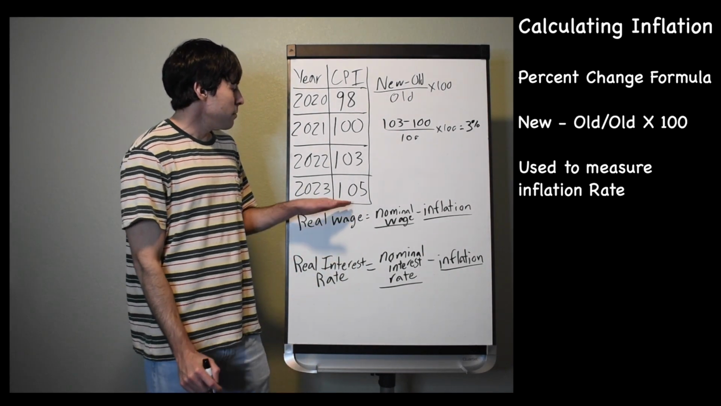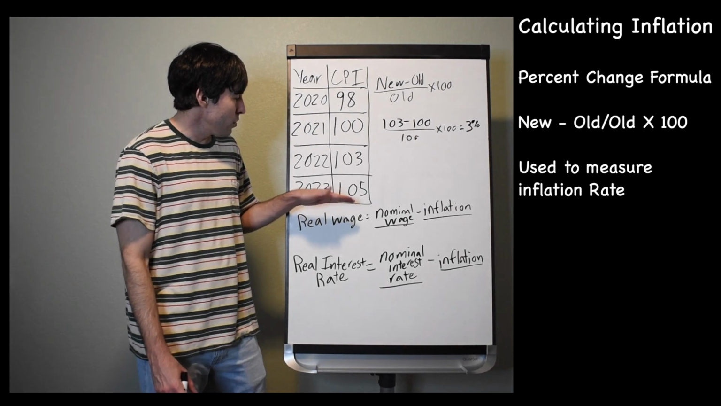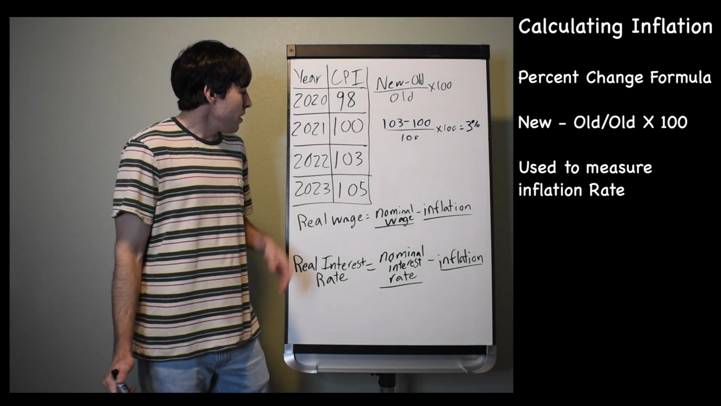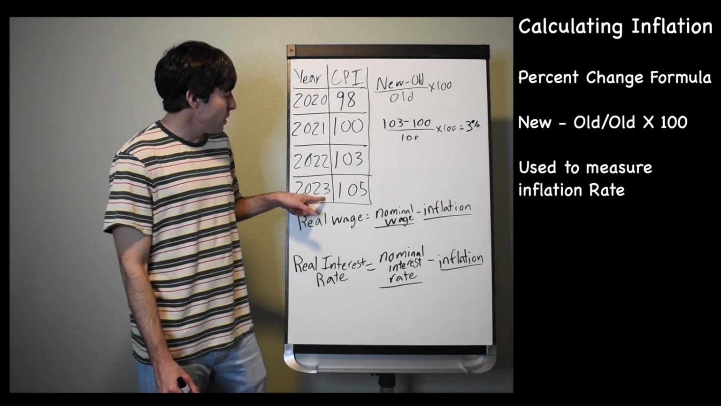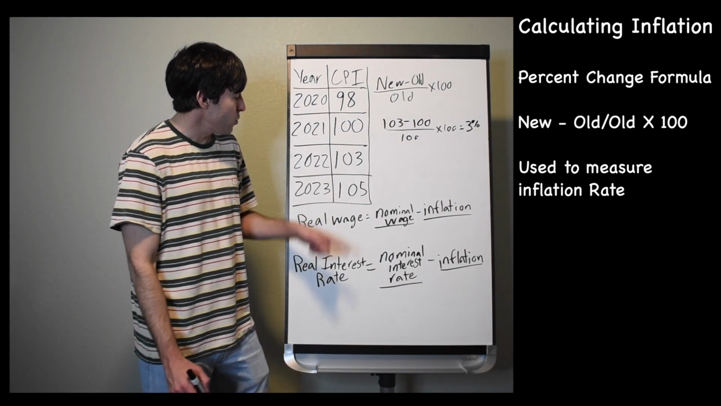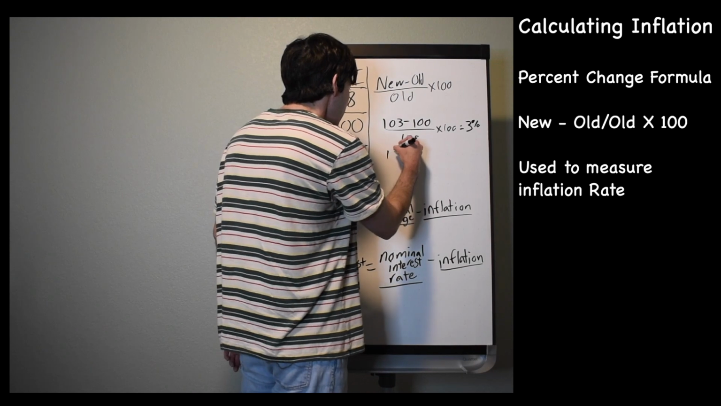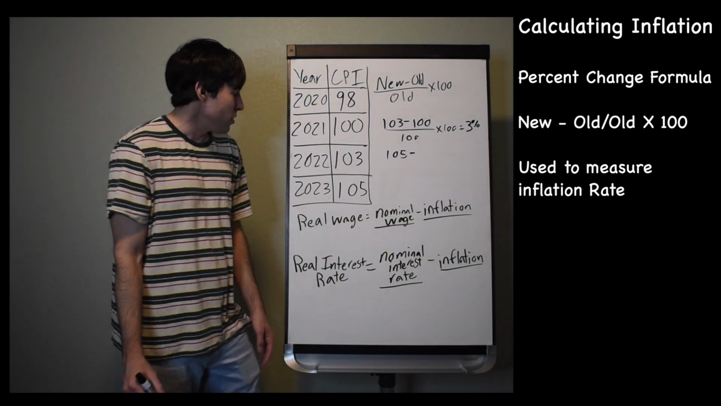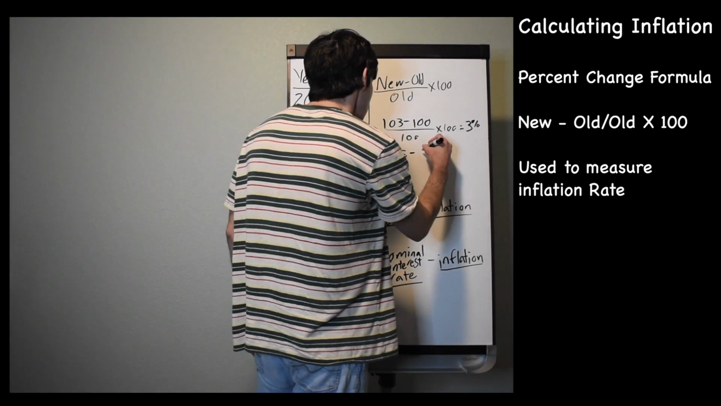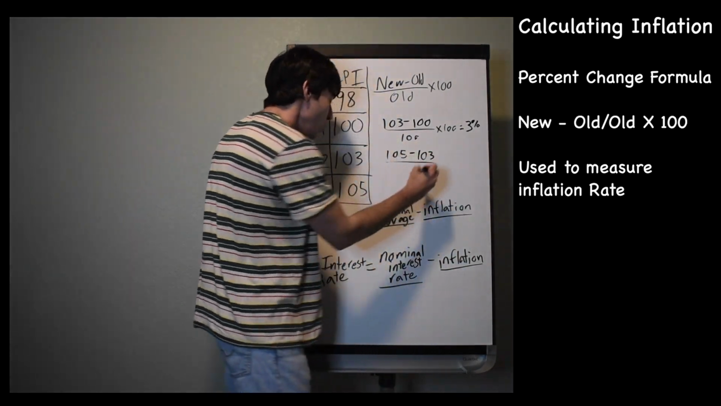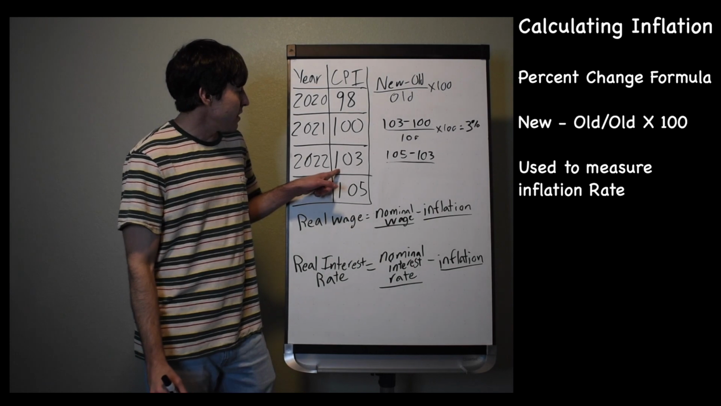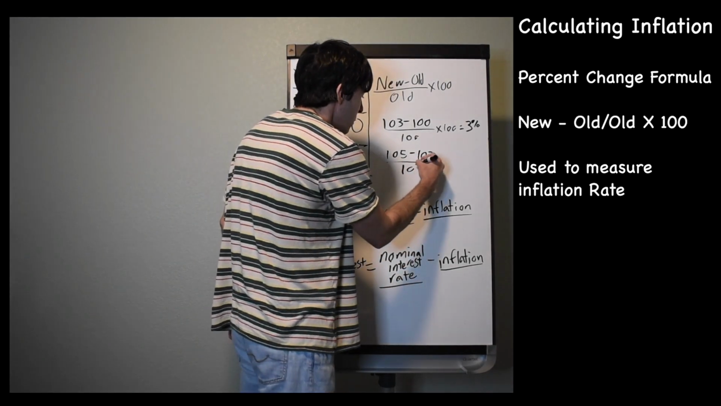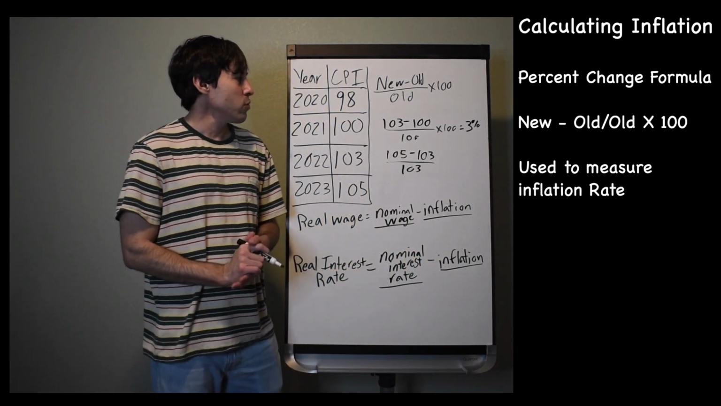CPI. Now I'm going to show you between 2022 and 2023 just to make sure you don't make any mistakes. So between 2022 and 2023, the most recent year is 2023, and that is going to be a price index of 105 minus the old 103 from 2022 divided by the old price index of 2022, which is still 103.